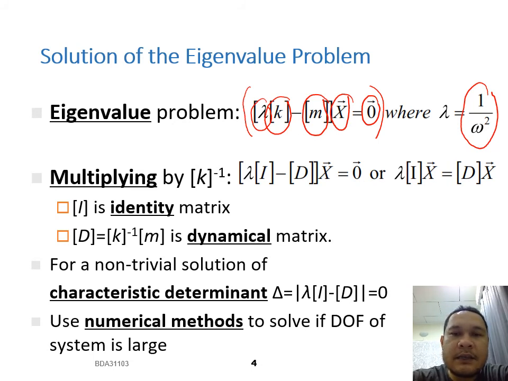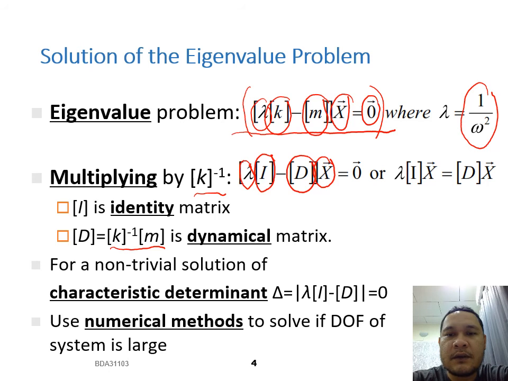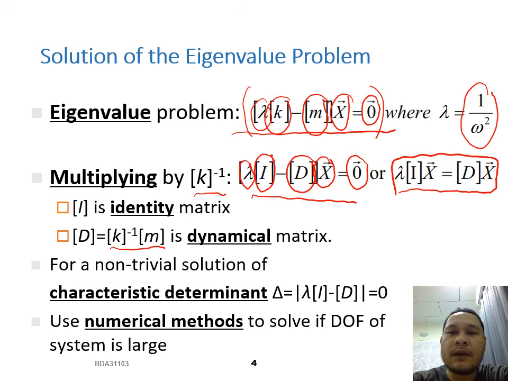By multiplying this equation with K inverse, you get lambda remaining, K becomes the identity matrix, and D is the dynamical matrix, defined as K inverse multiplied by matrix M, multiplied by the displacement vector, equal to the excitation force, which in this case is 0, free vibration. After this arrangement, the formula becomes lambda identity matrix multiplied by x vector equals dynamical matrix multiplied by x vector.